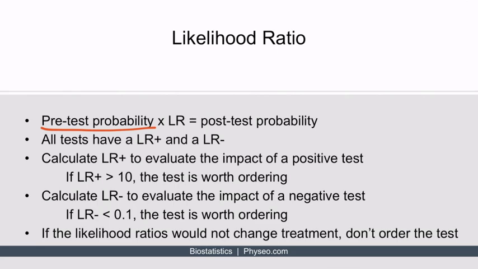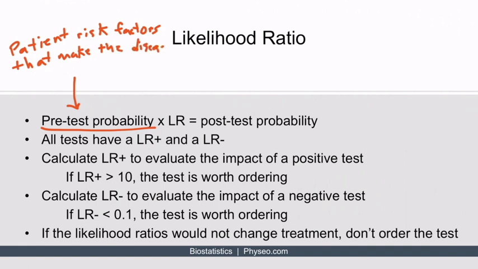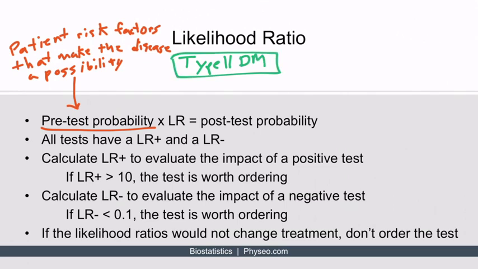Pretest probability is basically what risk factors the patient has that make the disease a possibility. For example, when thinking of type 2 diabetes, an obese middle-aged patient has higher pretest probability than a teenage athlete.